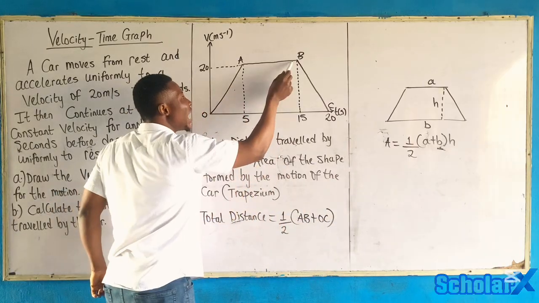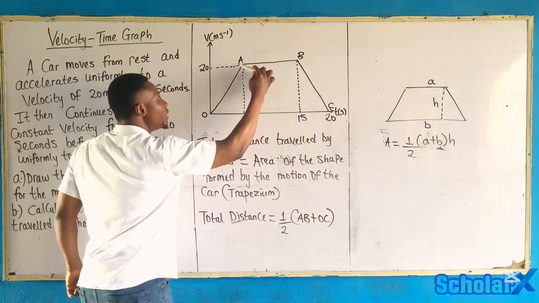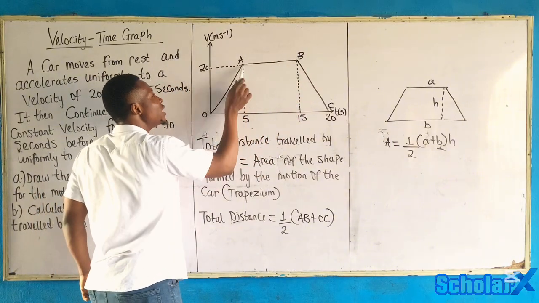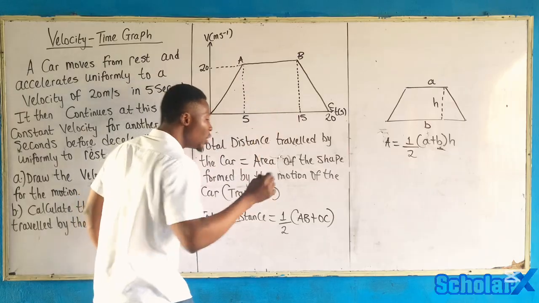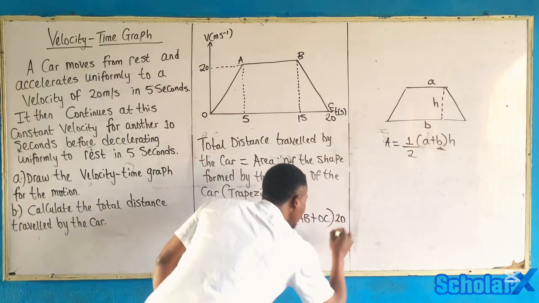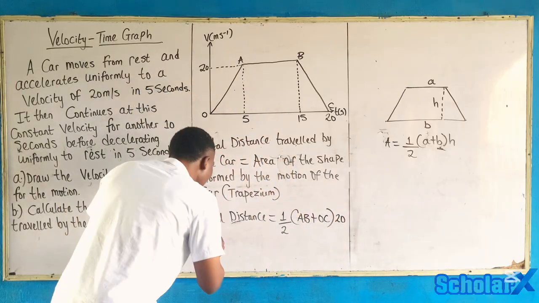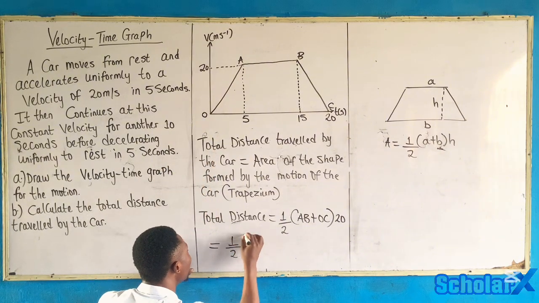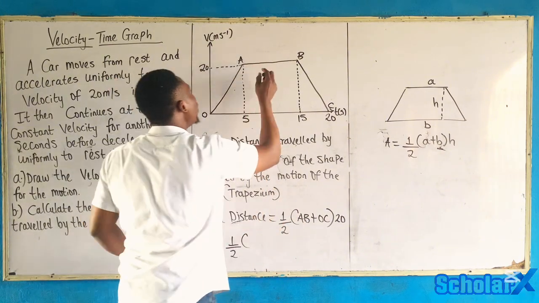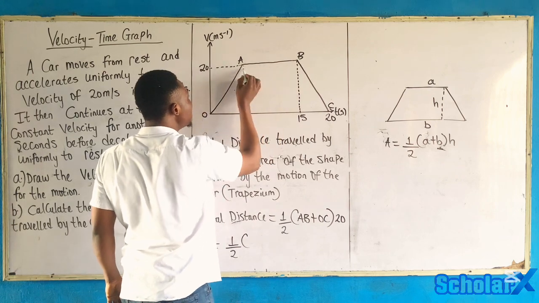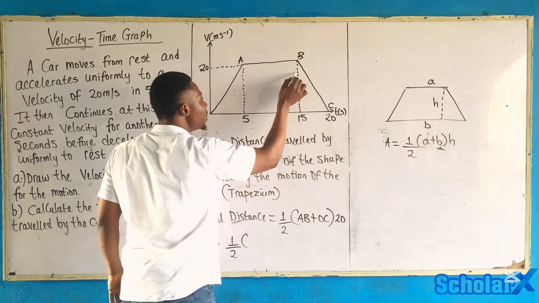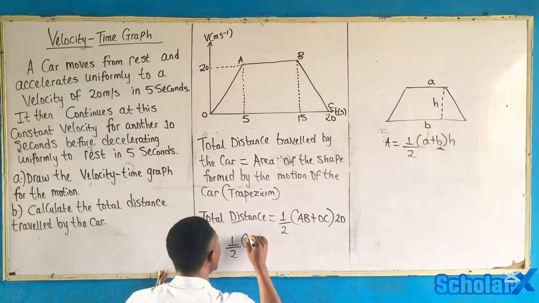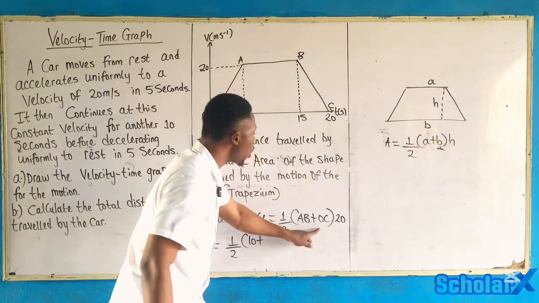Now, what is the height here? Trace it back. You see that the height is 20, because from here to here is 20. It means from here to here is 20. From here to here is also 20. So the height is going to be 20. All right. So finally, the total distance will be equal to half into bracket. What is AB? What's the difference between here and here? Trace it down. The difference between 5 and 15 is 10. So it's going to be 10 plus OC.